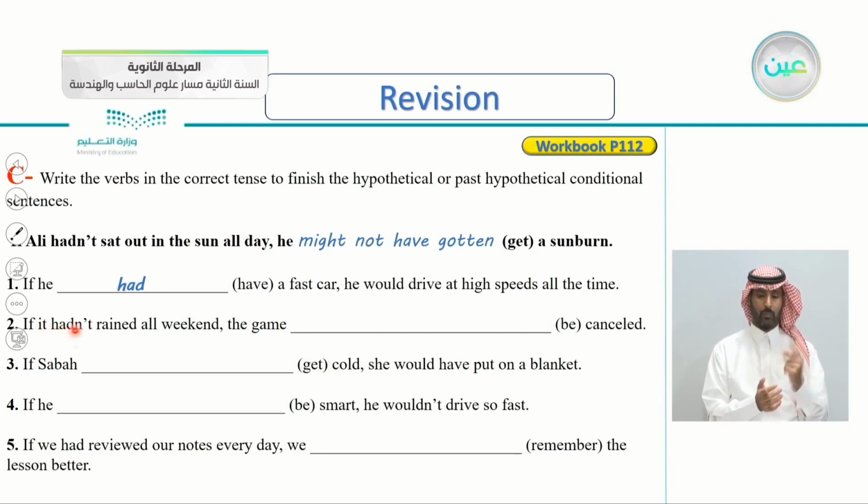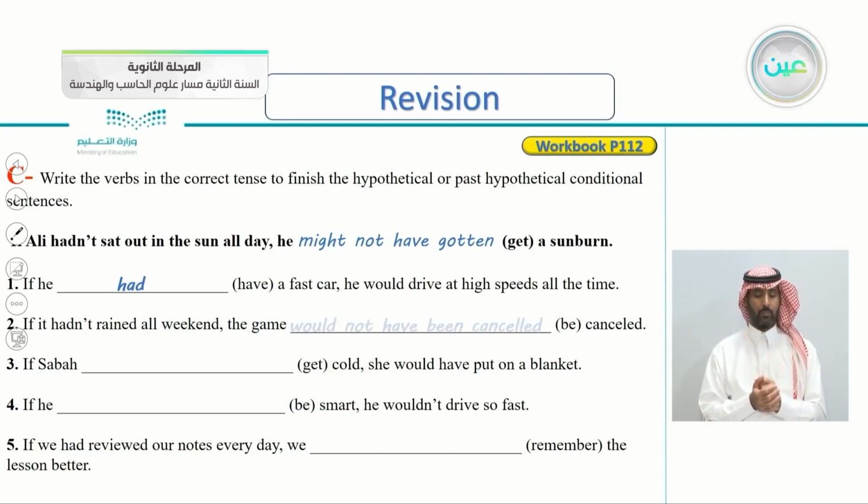Number two, if it hadn't rained all weekend, the game be cancelled. So what do we put here? Do we use might, would, or could? And what's the rest of it? So the game is cancelled now. This is a hypothetical situation. So what's the correct answer here?